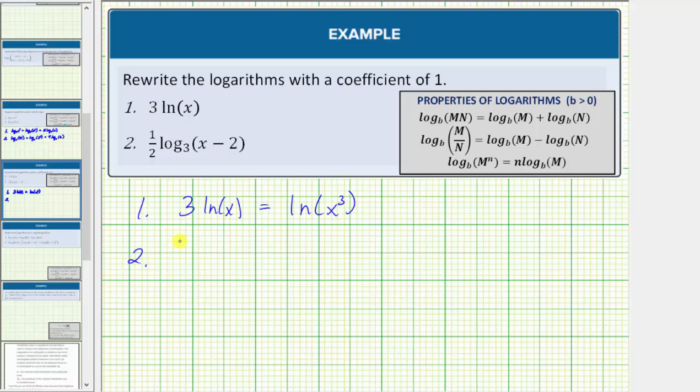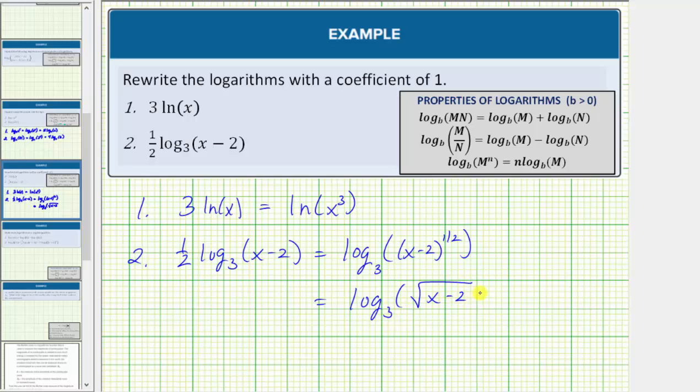And then for number 2, we're given 1/2 log base 3 of the quantity x minus 2. Here the coefficient is 1/2, which means 1/2 log base 3 of the quantity x minus 2 is equal to log base 3 of the quantity x minus 2 raised to the 1/2 power. The logarithm does have a coefficient of 1 now, but having a quantity raised to the 1/2 power is the same as taking the square root, so we can also write this as log base 3 of the square root of the quantity x minus 2.